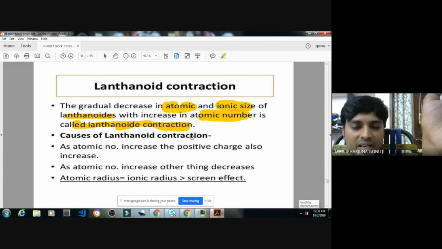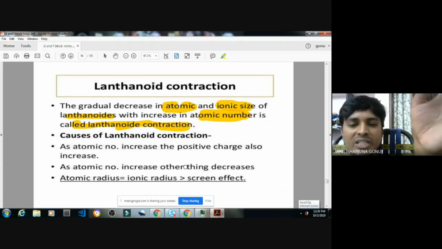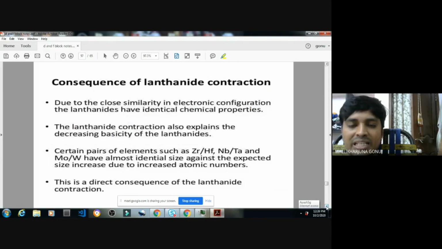Causes of lanthanide contraction. Why is it so? As atomic number increases, the positive charge also increases. The atomic number increases, the positive charge inside the nucleus also increases. As atomic number increases, other things decrease. So as the positive charge is increasing, what things will decrease? Atomic radius, almost equal to the ionic radius, and the screening effect is less. That is the meaning of that, due to the screening effect. And these reasons we will see.